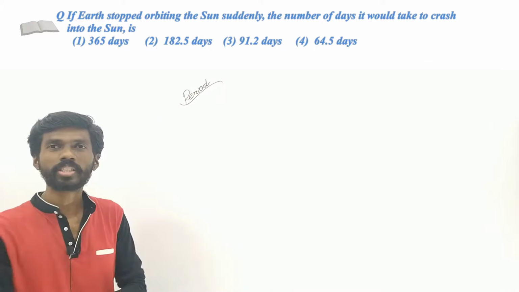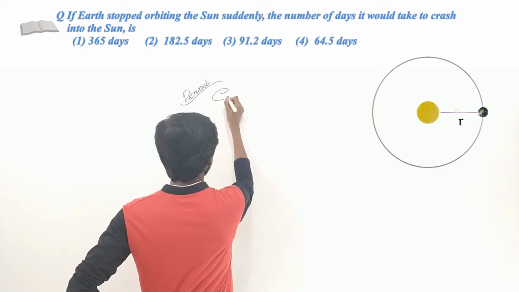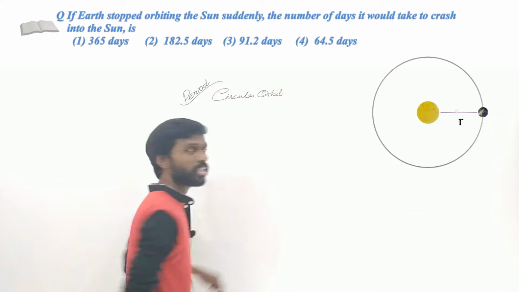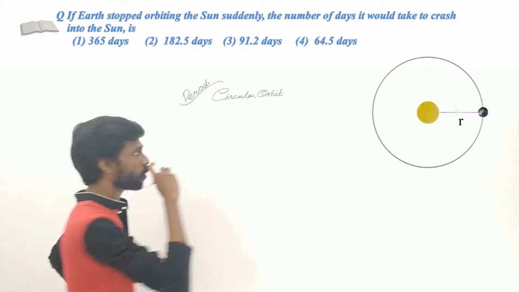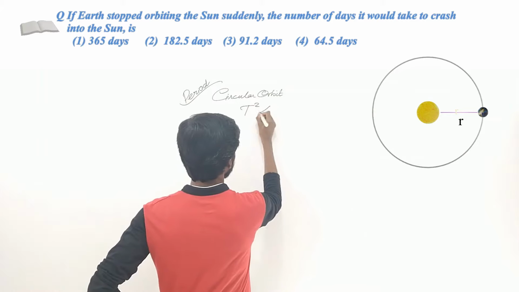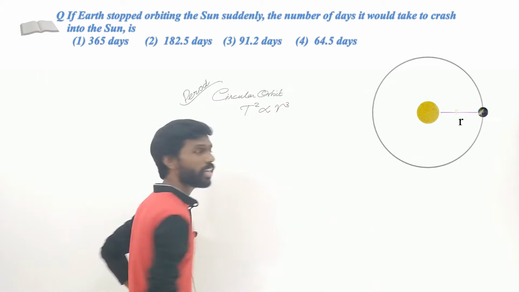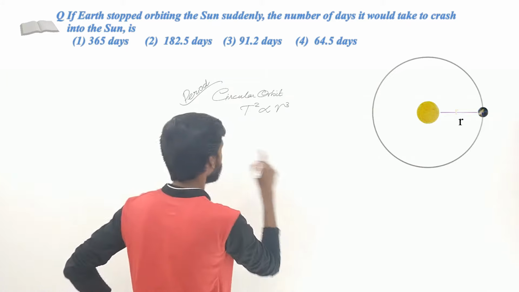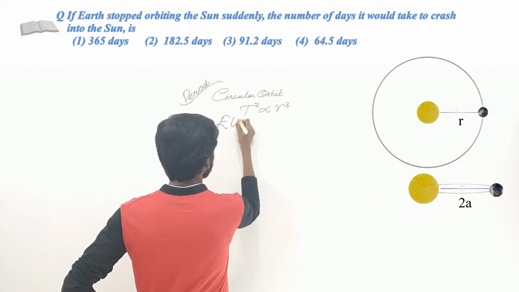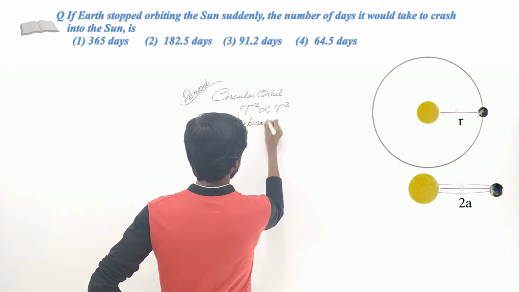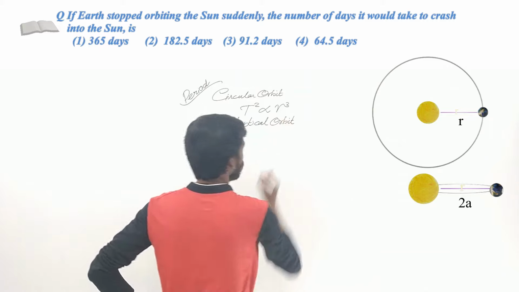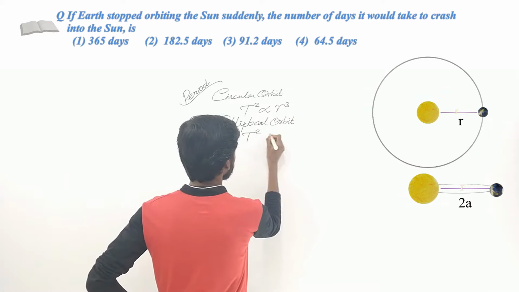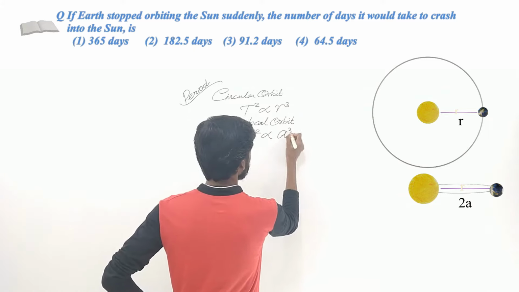Alright, so there are two situations here. In the first case, it is a circular orbit. See, for the circular orbit with radius r, what is the time period? So this is the formula for the time period. So the square of the time period is proportional to the cube of the radius, right? So this is the time period formula for the circular orbit. Now similarly, the second one is considered to be an elliptical orbit, with the length of minor axis almost 0. So here the square of the time period is proportional to the semi-major axis cubed.